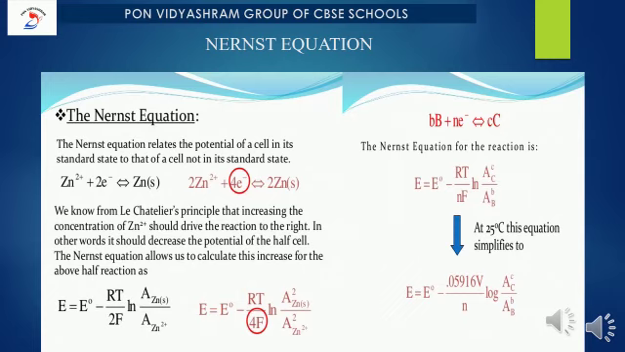So, at 25 degrees Celsius, this equation can be simplified into E is equal to E naught minus 0.0591 volt upon n log of the concentration of C power c divided by the concentration of B power b. Therefore, as per the NERNST equation, the overall potential of an electrochemical cell is dependent on the reaction quotient. Okay, let me discuss about this in the next session.